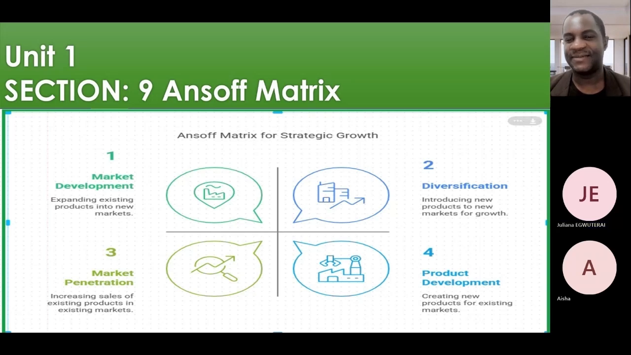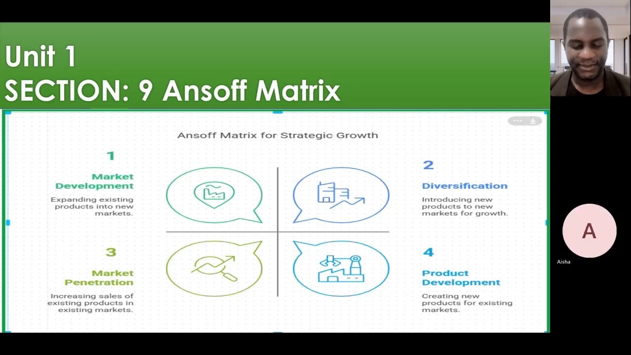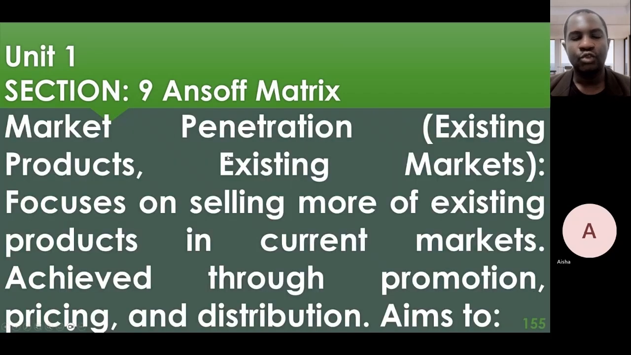Okay. So we're still speaking to the Ansoff matrix and talking about market development, diversification, market penetration, and product development. These are the four quadrants. So let's look at them one by one. Market penetration, like we said, is penetrating the market with your existing products in existing markets. So you are focusing on selling more of your existing product in your current markets.